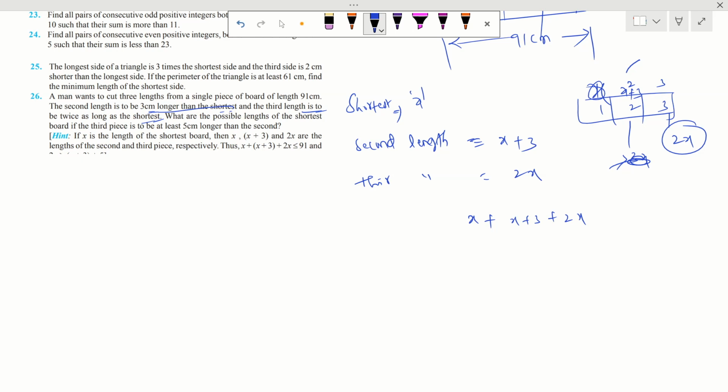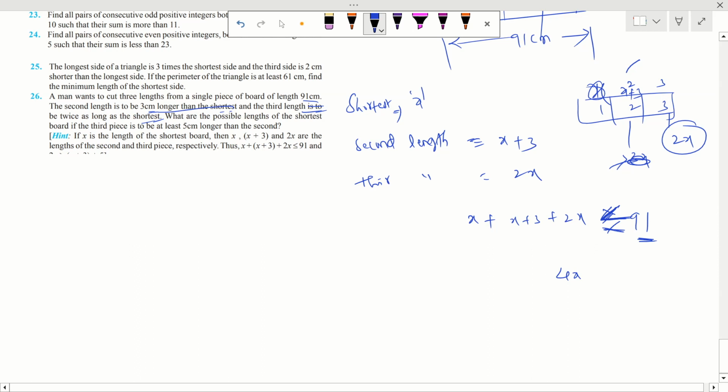Now the board length is 91 meter, so this should be greater than or equal to 91. Not greater than, less than, sorry. Within the 91 we have to make these three parts, so it is less than or equal to 91. Then x plus 2x is 3x, plus x, it is 4x.